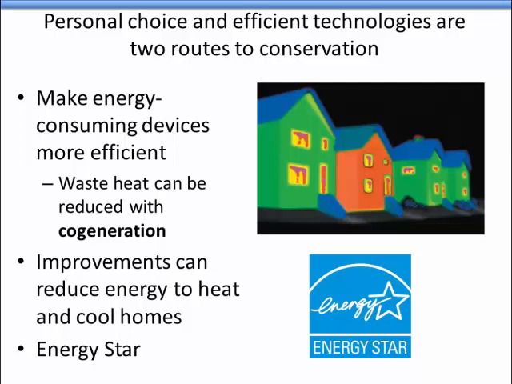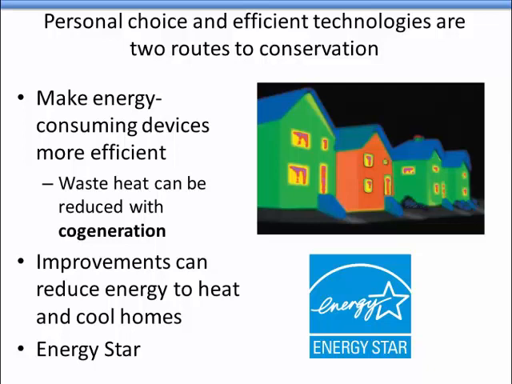For example, energy-consuming devices can be made more efficient. Cars and power plants lose 2/3 of their energy as waste heat. This waste can be reduced with cogeneration, which is using excess heat from electricity generation to heat nearby buildings and produce other kinds of power. Cogeneration can nearly double the efficiency of a power plant.